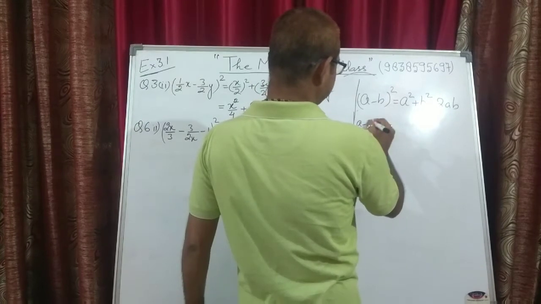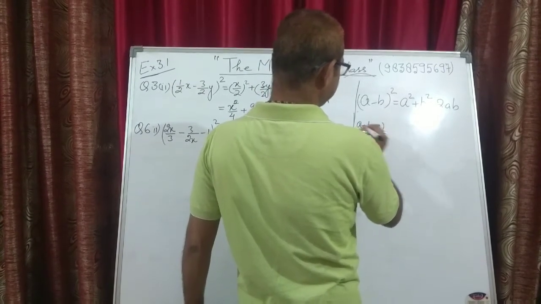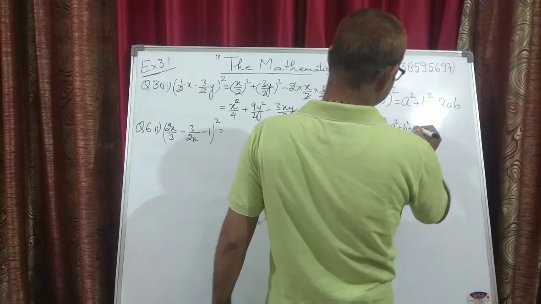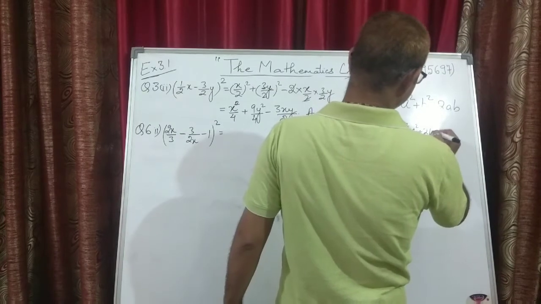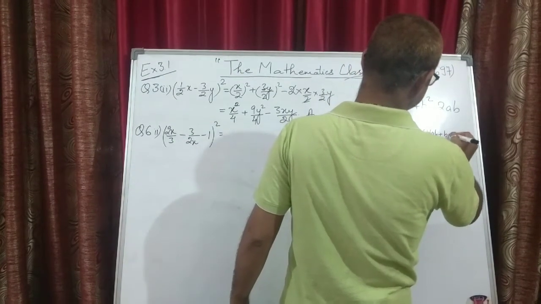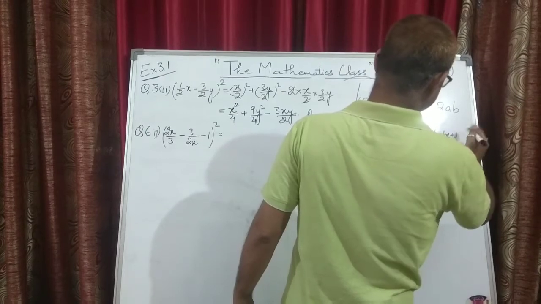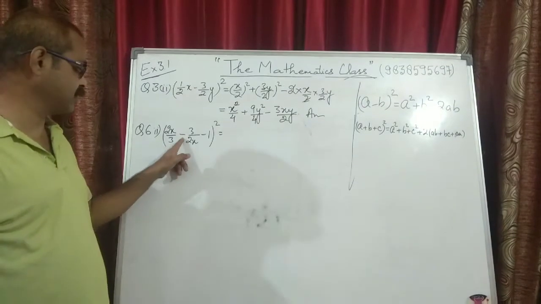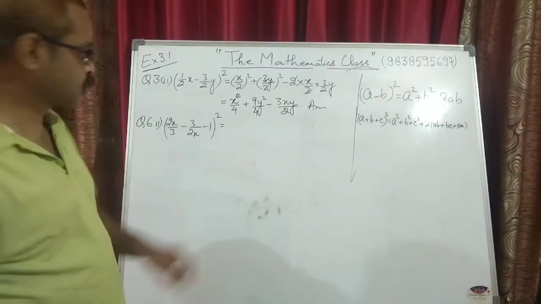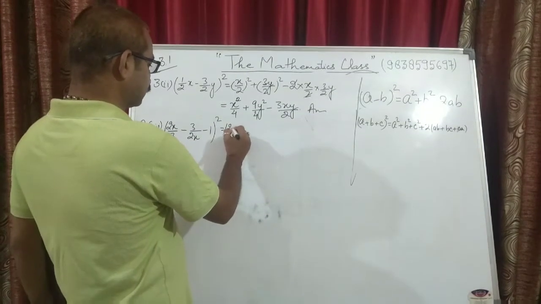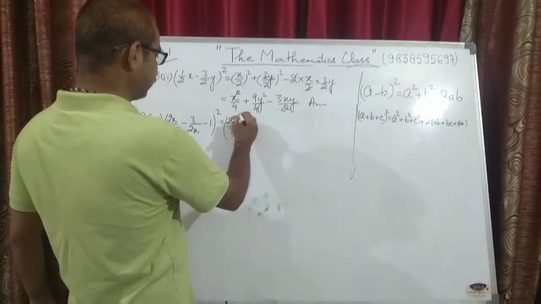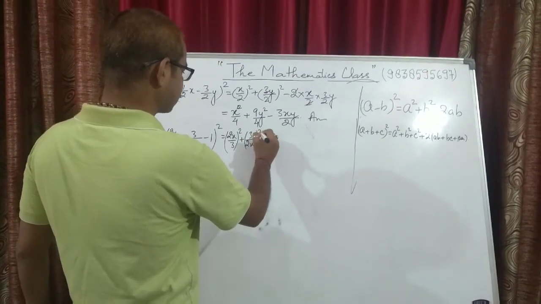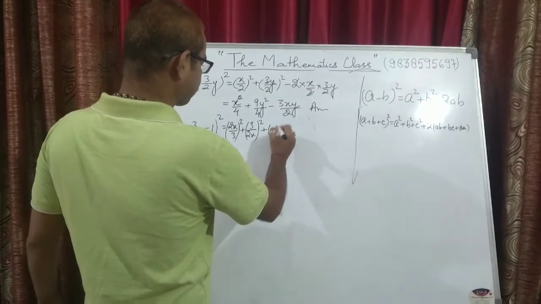I am writing it here. It is a plus b plus c whole square is a square plus b square plus c square plus 2ab plus 2bc plus 2ca. This is the identity that we have already discussed. So a minus b minus c whole square is a square plus b square plus c square, that is, 2x upon 3 whole square, 3 upon 2x whole square, and 1 square.